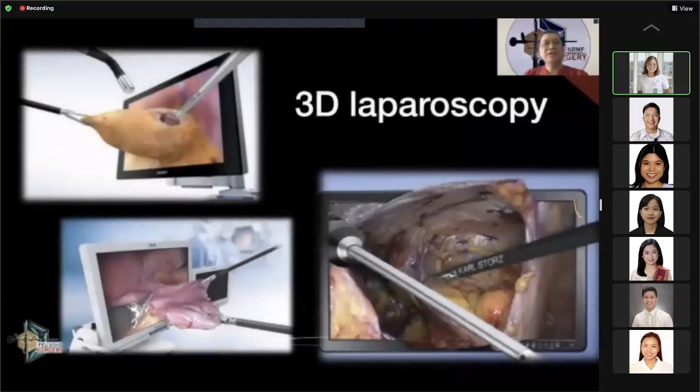This was actually resolved by using 3D laparoscopy. So 3D laparoscopy is like operating in open surgery, in which you have a three-dimensional image of what you see in the camera system. But you need to wear goggles that are used for three-dimensional images.